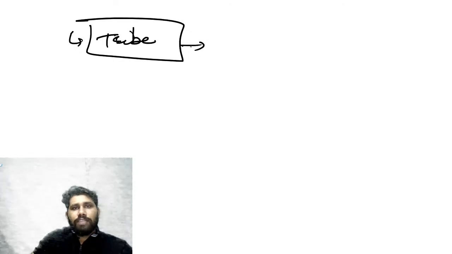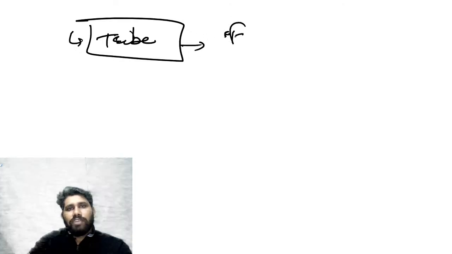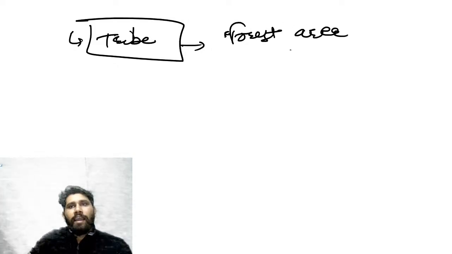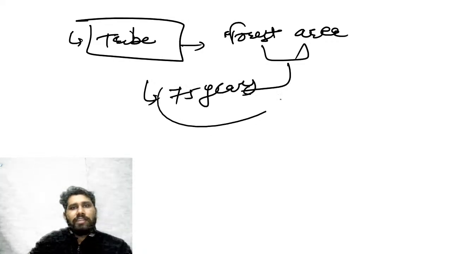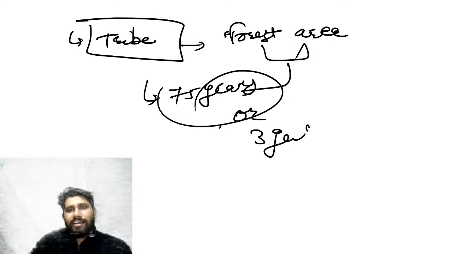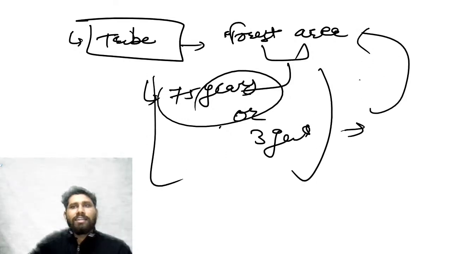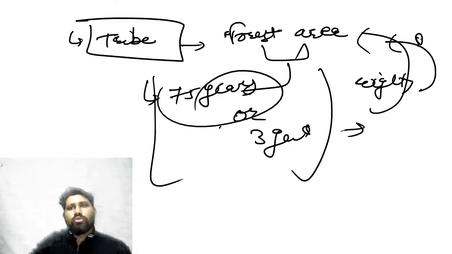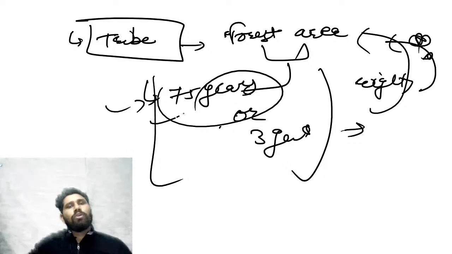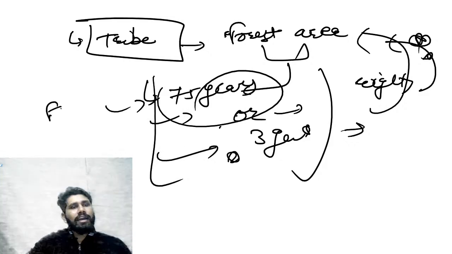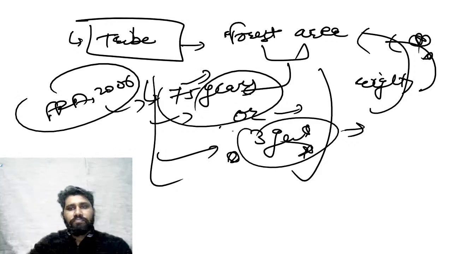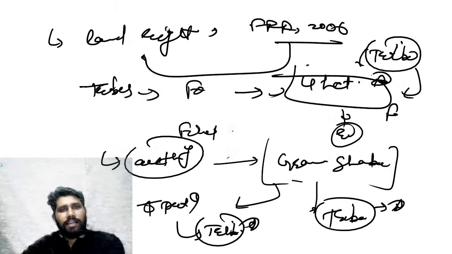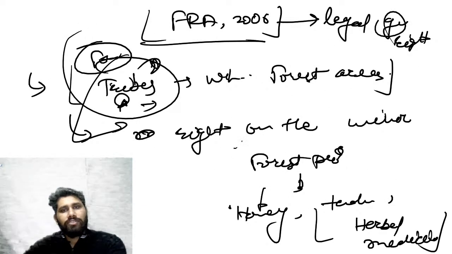And which generation, guys? Any tribe, please try to remember it. There is also a definition mentioned. Any tribe that is residing in the forest area, please try to remember it, that has been residing in the forest area for the last 75 years, or if 3 generations have been living in the forest areas, the land rights can be conferred to all those persons or tribes, right? So two criteria have been mentioned under the FRA Act of 2006: 75 years of living in the forest area, or 3 generations living or residing in the forest areas. Then the land rights can be recognized and given to those communities, right?